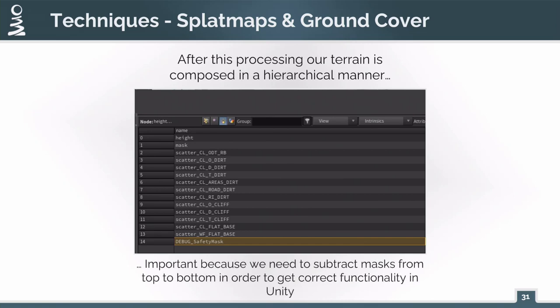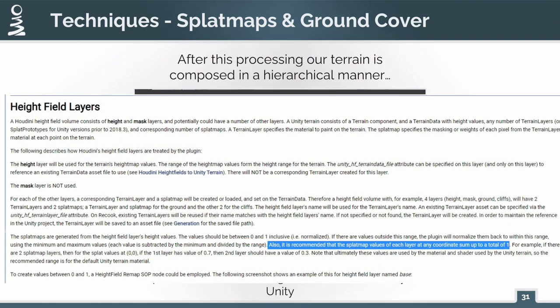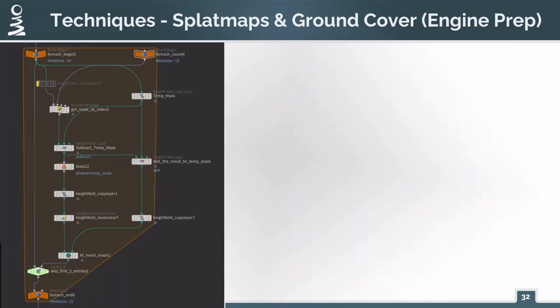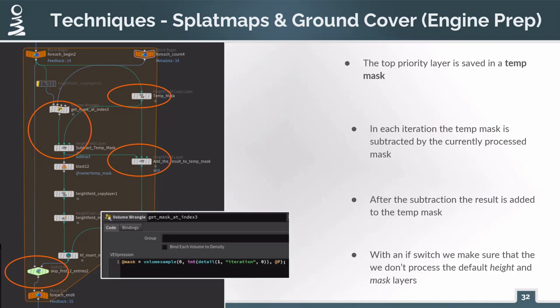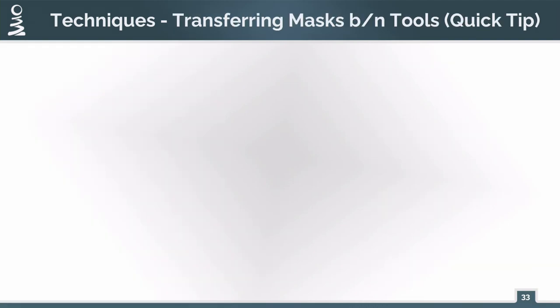This is important because at least the Unity engine requires something very explicit, which is that at each coordinate, all the splat map values should sum up to one. So in order to achieve that, the topmost priority layer of this terrain is added to a temp mask, and in a loop, we start iterating through the masks underneath, where this temp mask is subtracted from the currently processed one, and after the subtraction, the result is added to the temp mask so that you can keep subtracting until you reach this requirement. And with an if switch, we can mask out the default height and mask layers.